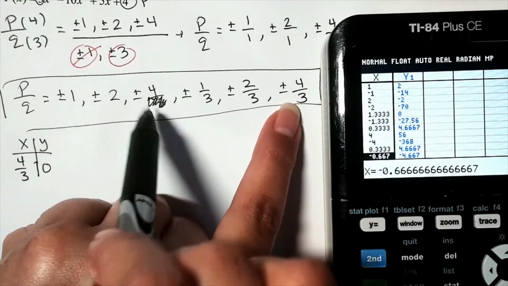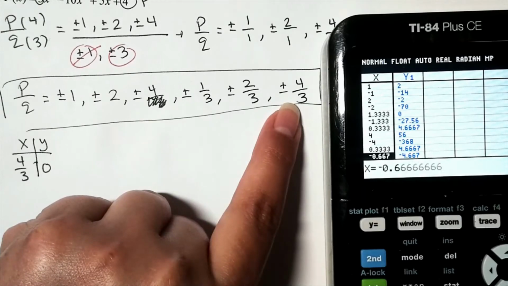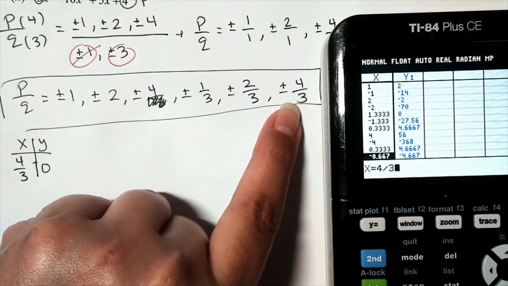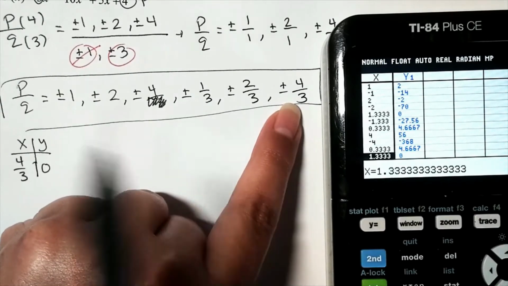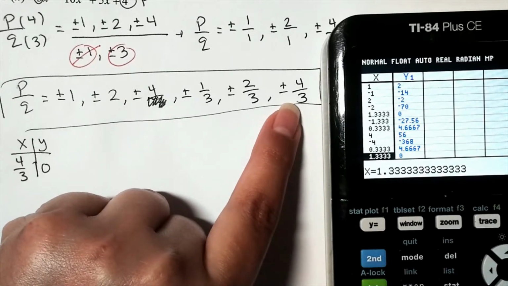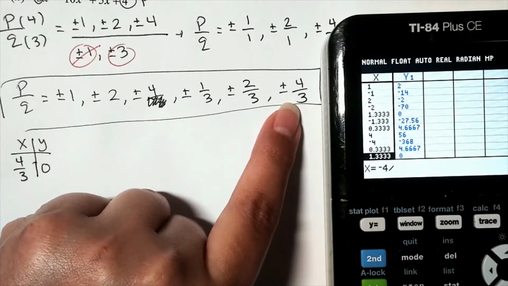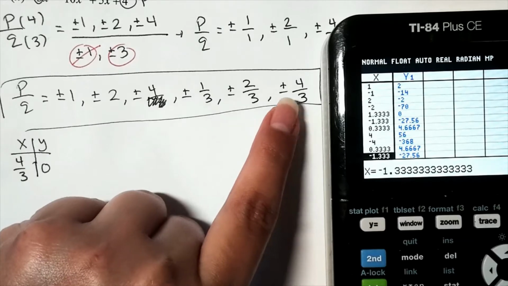Is 4/3 a zero? It is, because I tested it by accident. Okay, but I'm gonna pretend like I'm surprised. Is 4/3 a zero? It sure is, so we lock it in. Is -4/3 a zero? I think we tested that one by mistake. No, it's not. Okay, cool.